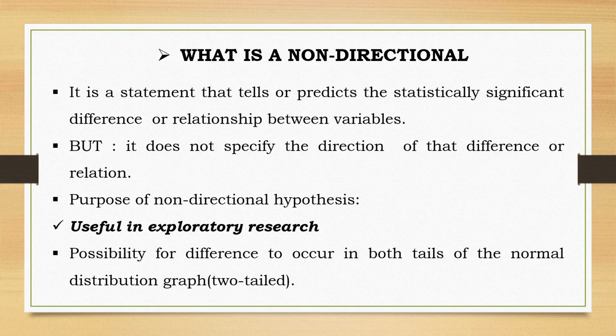The non-directional hypothesis is useful in exploratory research where there is no predetermined evidence to suggest specific outcomes. It also allows for the possibility of the difference occurring in either direction, hence the name two-tail, that is, in either direction of the normal distribution curve.